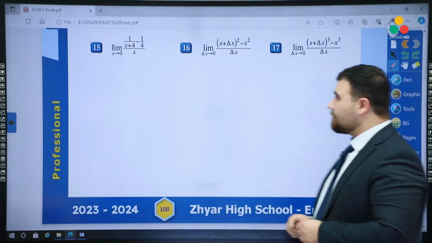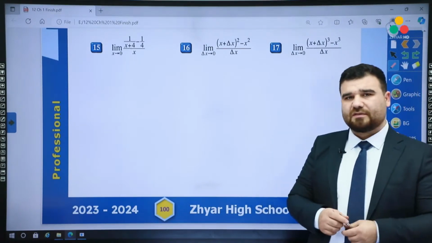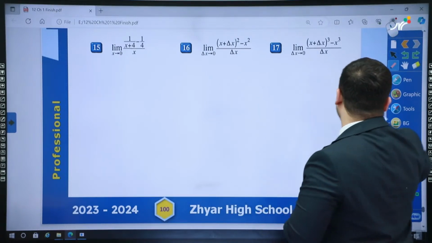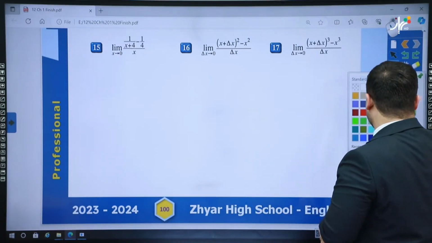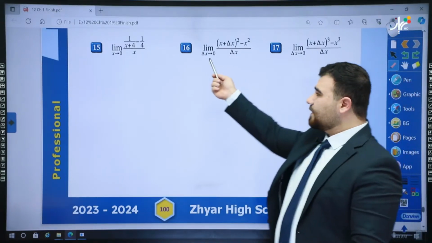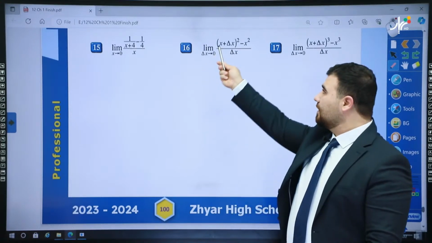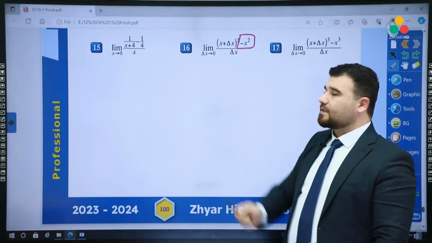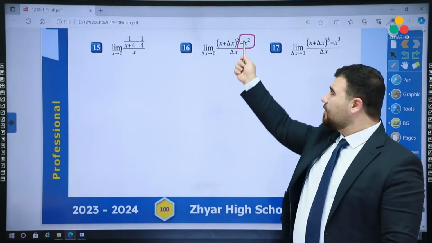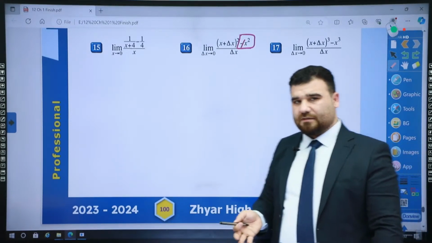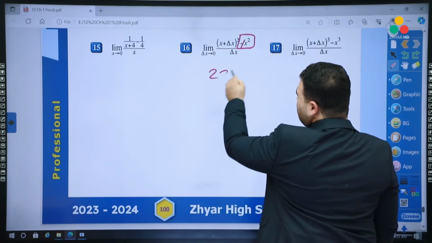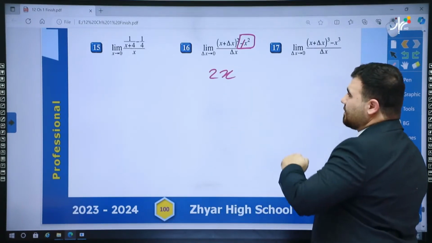For now, you might not understand this fast way because we didn't study derivatives yet. But when we study derivatives, I'm sure you will understand. When you see limits in this form, limit delta x approaches 0. Here we have a bracket with powers, and here we have minus x squared. Ignore the minus. x squared is the function. What's the derivative of x squared? 2x. See, that's the same answer.